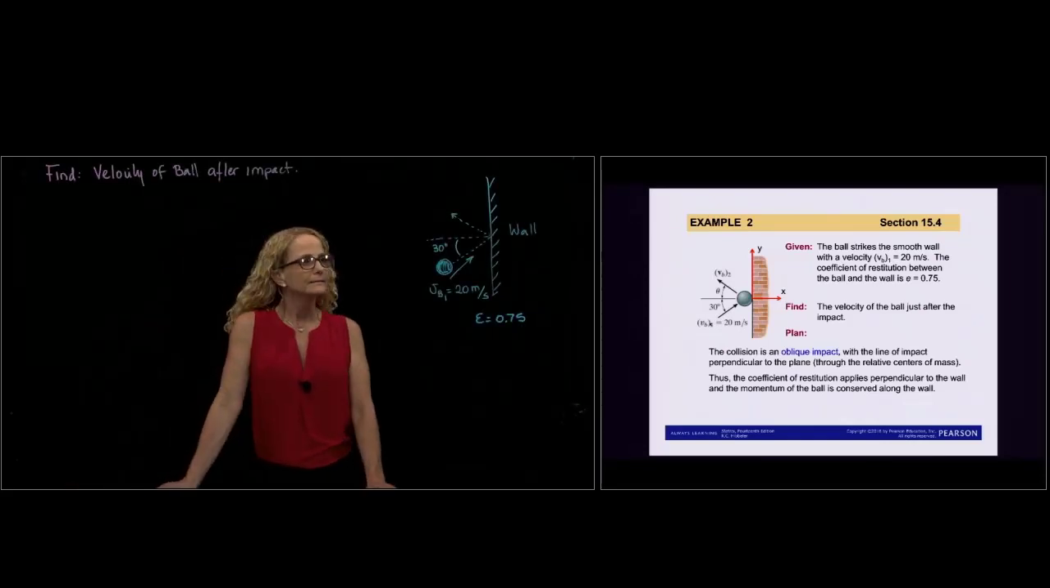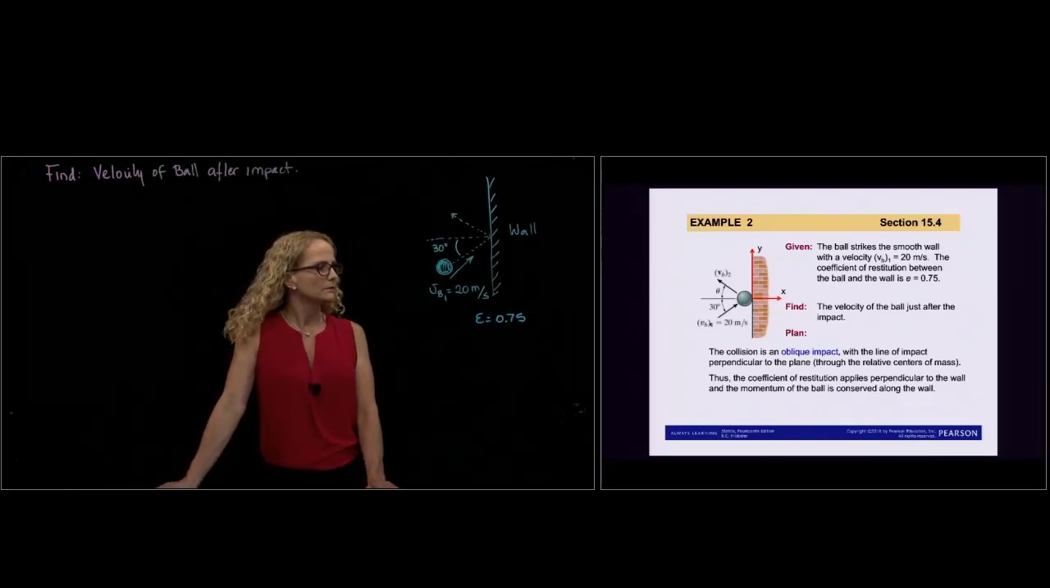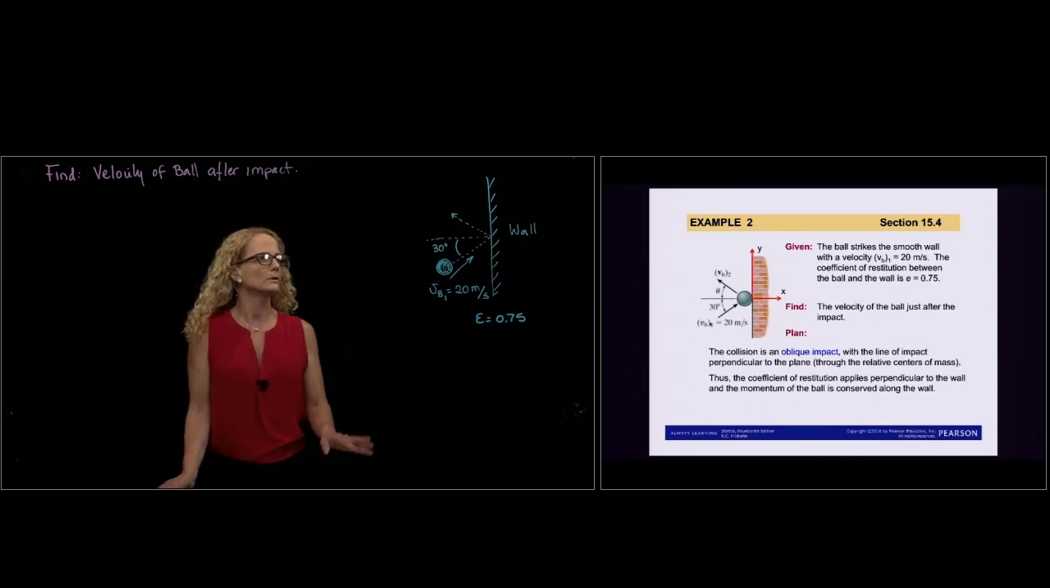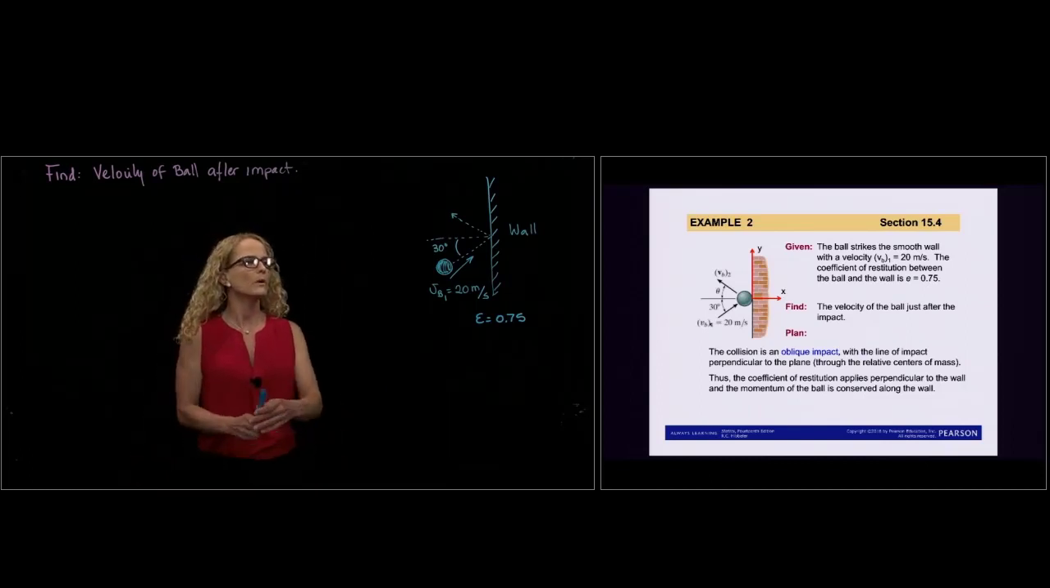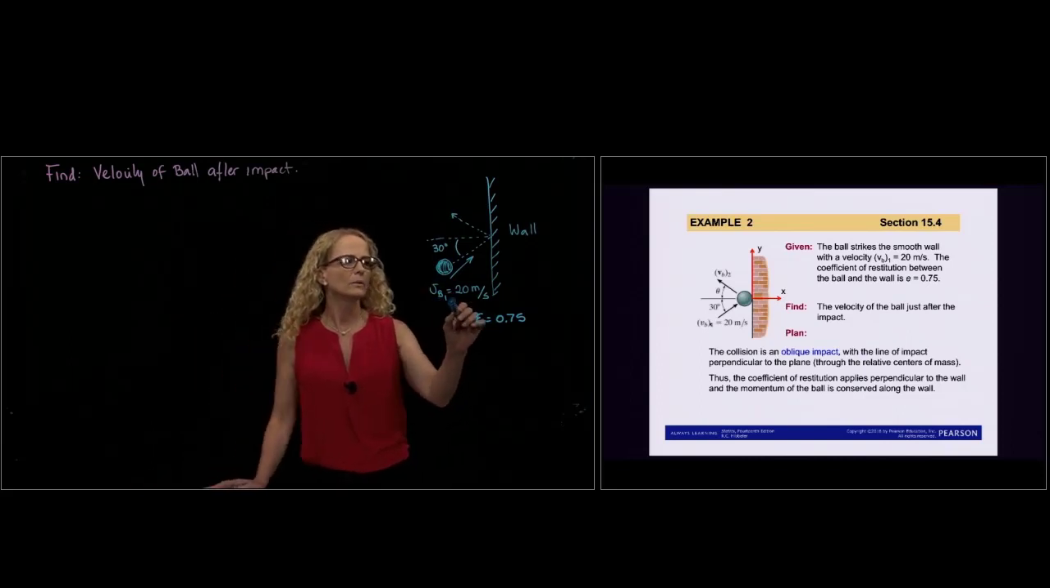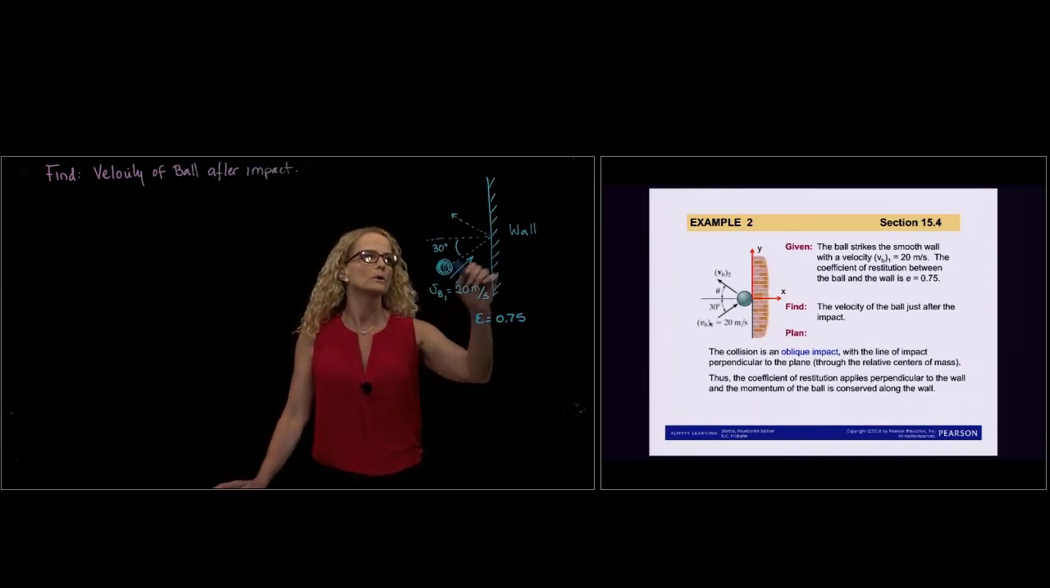Hi, this is example number 2 of section 15.4. We are talking about collision in particles. So we have one ball that is traveling 20 meters per second towards a wall.